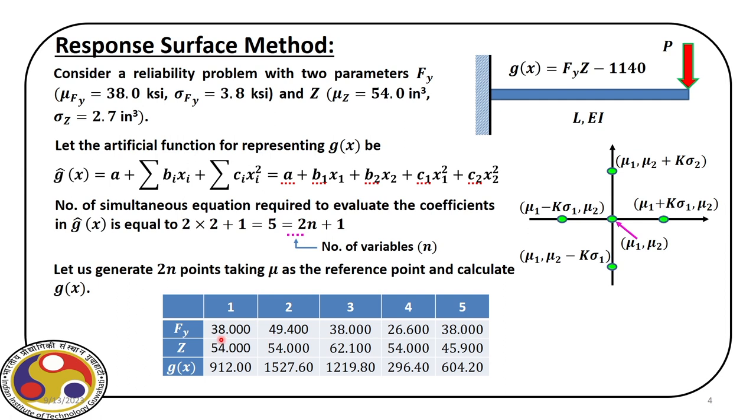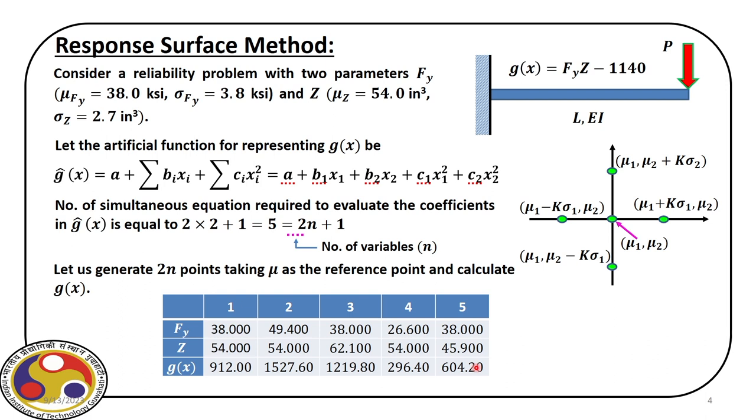Now, obviously, those 5 points in and around the mean point are listed here. So in our original problem statement, the mean value for Fy was 38, and the mean value for Z is 54. So, that's the starting point. So, we use that as our reference point, and in and around that, we generate 4 more points. Now, at those points, for example, if it is 38 and 54, then we can put this expression here in the original limit state to find out what is the value of gx, and that's what is listed in this row.